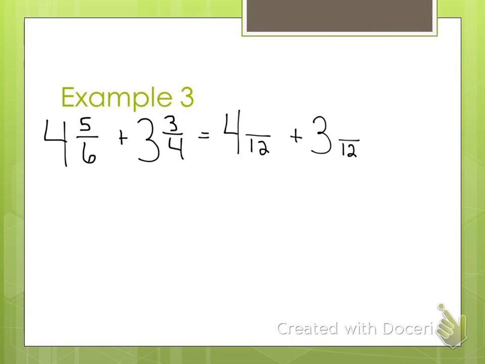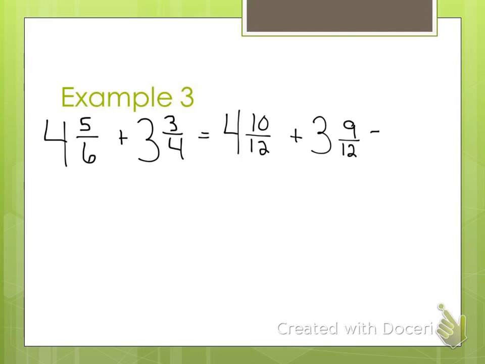Now I need to figure out what are my new numerators. So again, 6 times what is 12? 2. So 5 times 2 is 10. Very good. 4 times what is 12? 3. So 3 times 3 is 9. Very good. All right, so does everybody understand how we got our new fractions? Yes, ma'am. Okay, and now that I have common denominators, I'm going to add my numbers together.